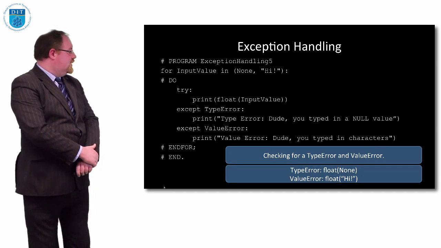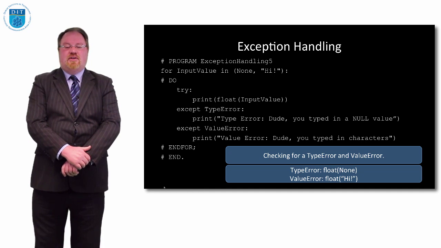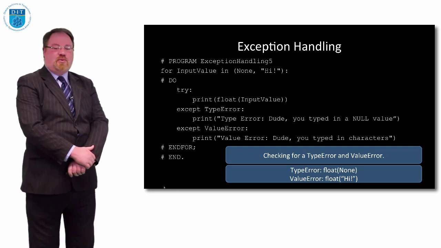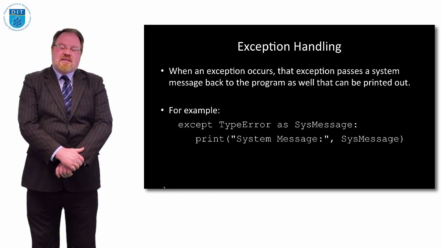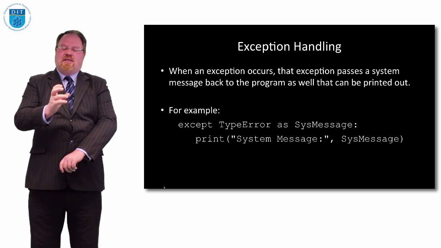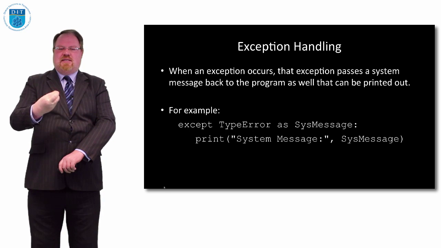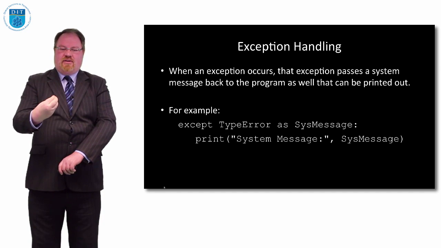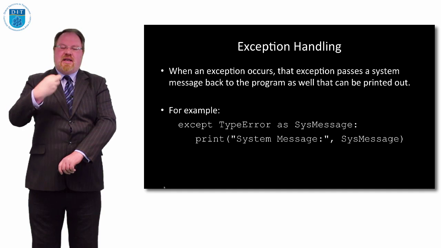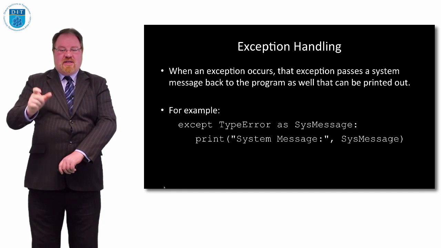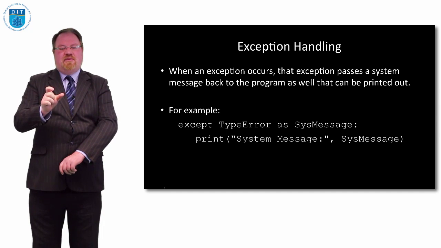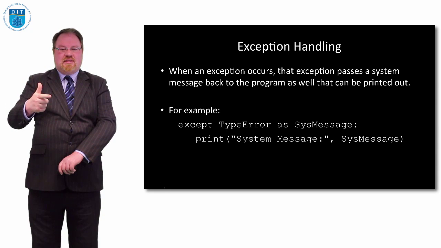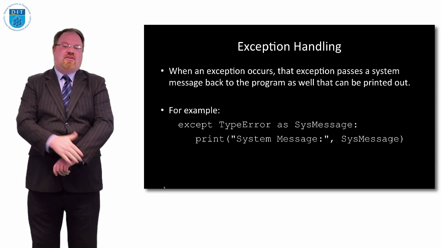So the messages will be that trying to create a float of None and trying to create a float of "high" don't work. It is a fact that the program also detects information about the error that has occurred. As well as the print message you can put in, the system creates a message as well. The reason it knows what type of error has occurred is because Python tells the operating system, oh, this type of error has occurred.